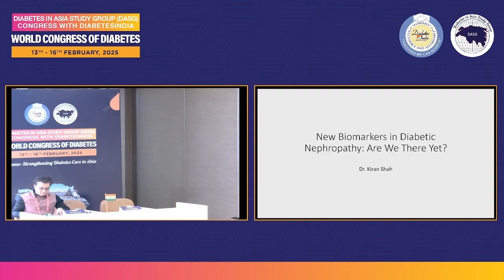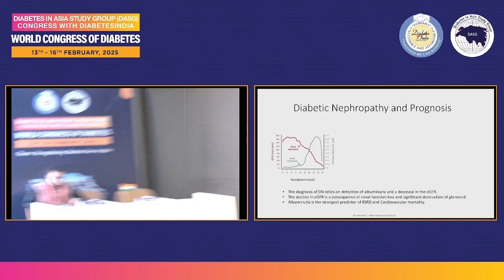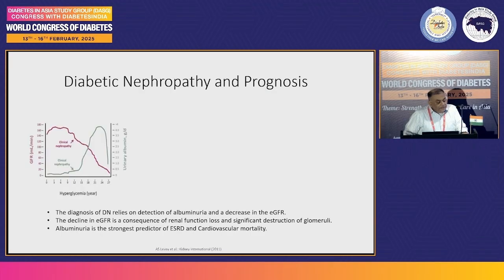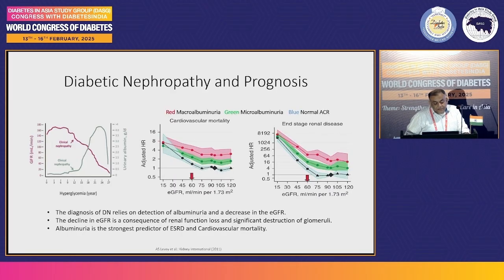Moving on, the diagnosis of diabetic nephropathy relies on detection of albuminuria and decrease in the eGFR. And the decline in the eGFR is a consequence of renal function loss and destruction of the glomeruli. And albuminuria is the strongest predictor of end-stage renal disease and cardiovascular mortality.